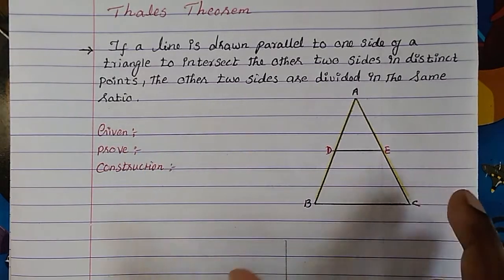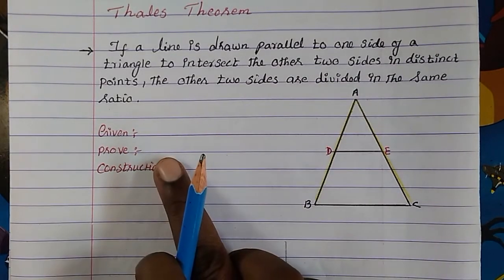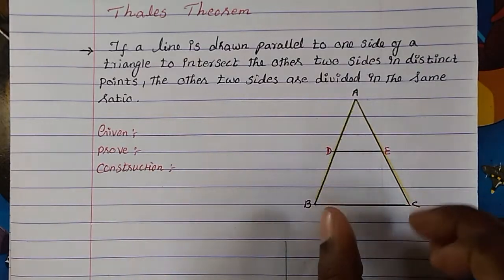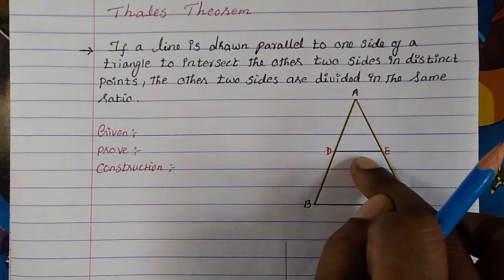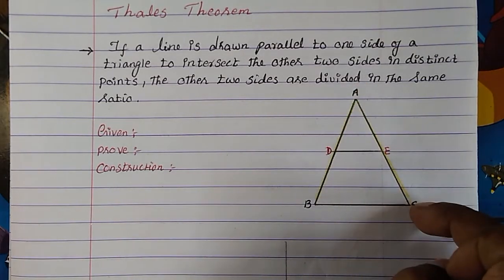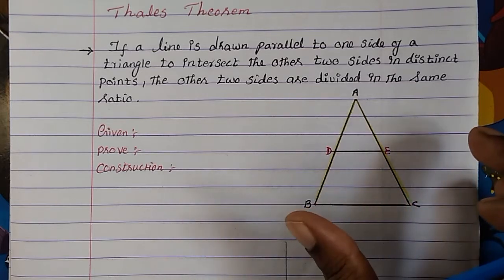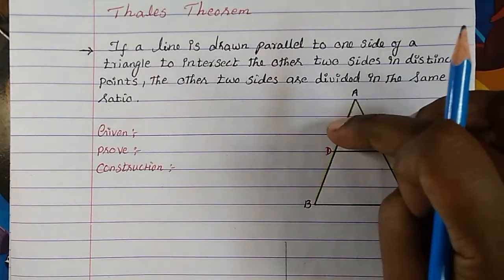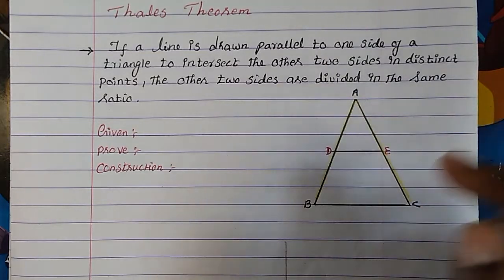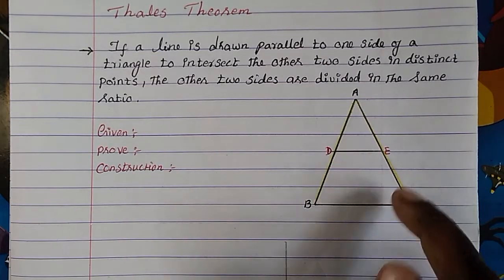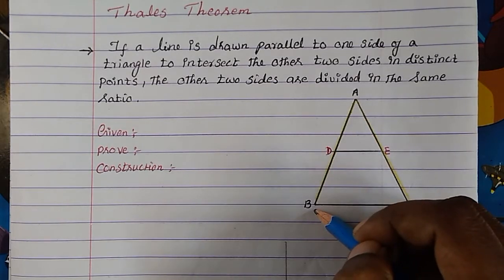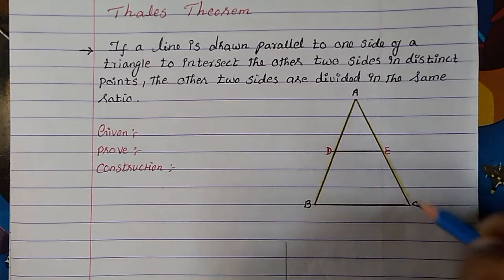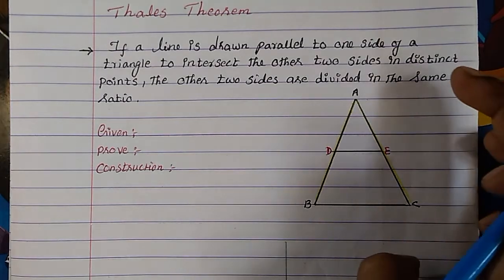So in short, what this theorem is trying to tell is, if we draw a line parallel to any one side of the triangle, this parallel line will divide the other two sides of the triangle in the same ratio. Meaning to say, AD upon DB will be equal to AE upon EC. So that is a ratio.